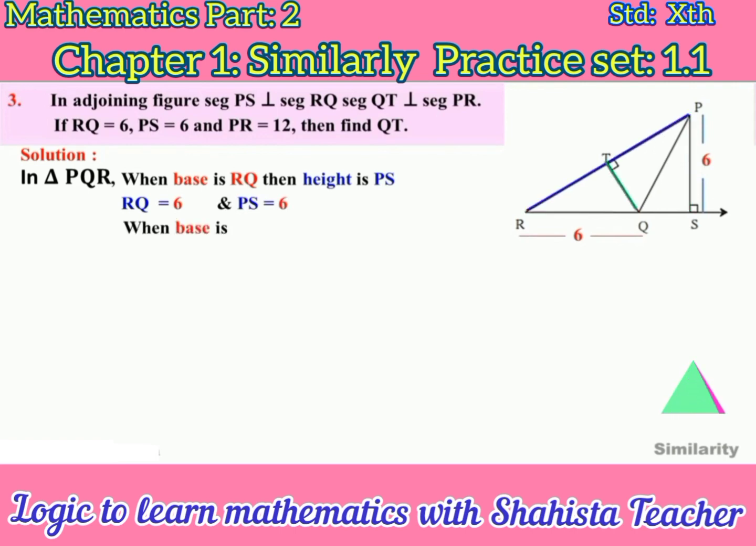Where base is PR, then height is QT. This green color line indicates QT. So here PR is 12 and we are going to find this QT. Now we know PR is 12. So if PR is 12, then TQ is how much? This we have to find.